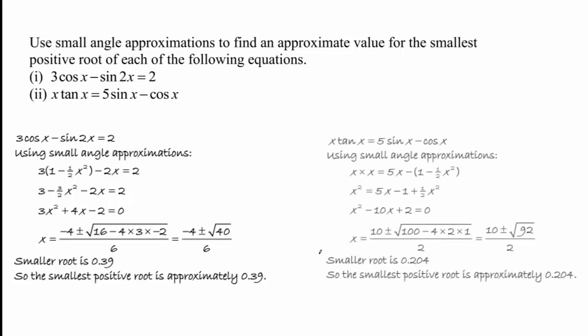The second one, so the tan x gets replaced with an x, the sine x gets replaced with the x, cos x gets replaced with 1 minus half x squared. When we multiply all that out, the smaller root is 0.204.